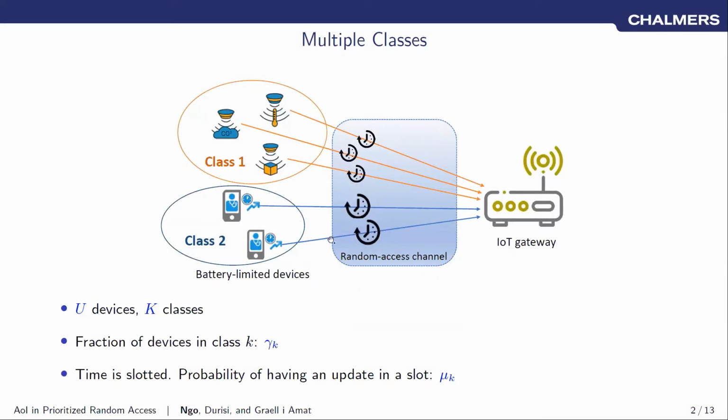of freshness. In total, we have U devices. They belong to K classes. The fraction of users in class k is gamma k. Time is divided into slots. And the probability that a user in class k has a new update in a slot is mu k, independent of the other users.